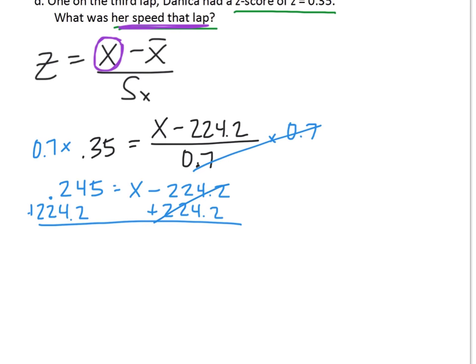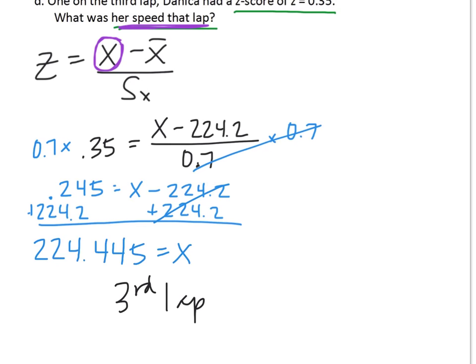So those cancel. When I add it, I get 224.445 equals x. So on the third lap, she went 224.445 miles per hour. Hooray!